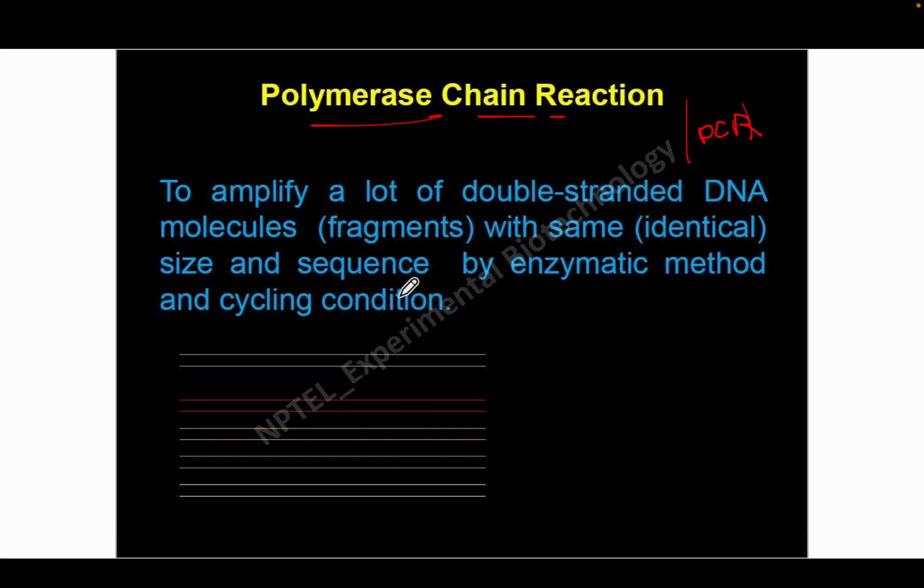So what happens in PCR, you amplify a lot of double-stranded DNA molecules or fragments with the same size and sequence by an enzymatic method and cycling conditions. In polymerase chain reaction, you have a DNA segment and some primers, so that from those primers the replication will initiate.